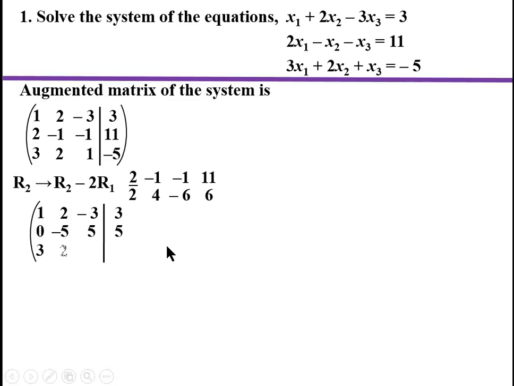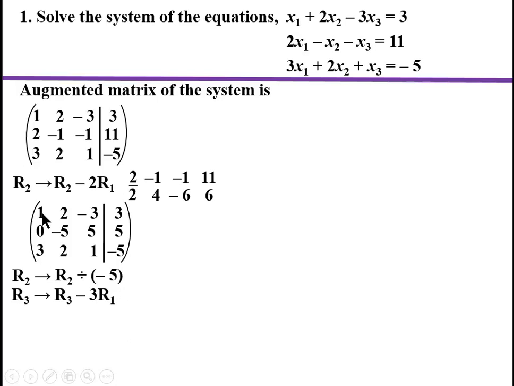Here again we still maintain row 3. So this is our new matrix. Again we go further to reduce this -5 to 1. Having done that, we will now reduce this 3 to 0. So to do that, row 2 becomes row 2 divided by -5, and row 3 will now become row 3 minus 3 row 1.